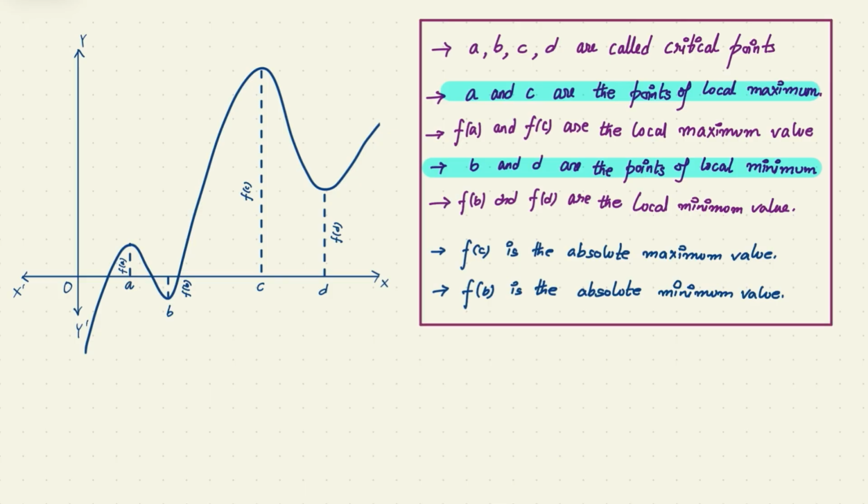Between points A and C, the function is maximum at point C. So this value at C, which is F(C), is called the absolute maximum value. That means this is the maximum of all the local maxima. Similarly, at points B and D the function has local minimum values, but between these two, at point B the function has the lowest value. That's why point B is called the absolute minimum.